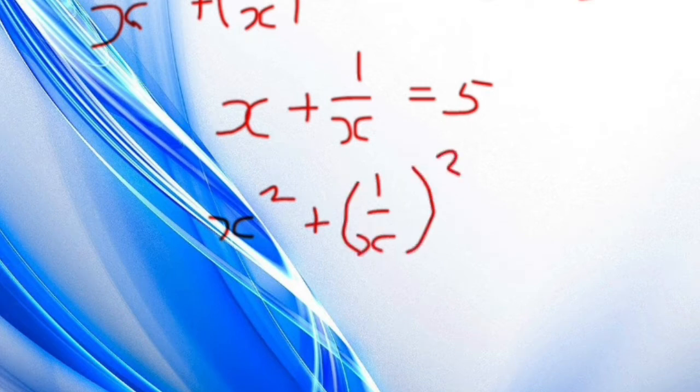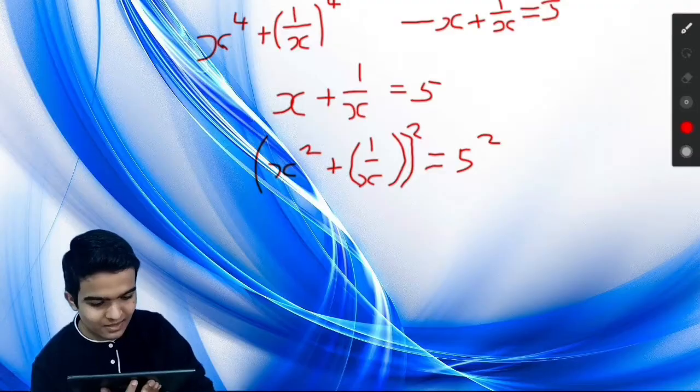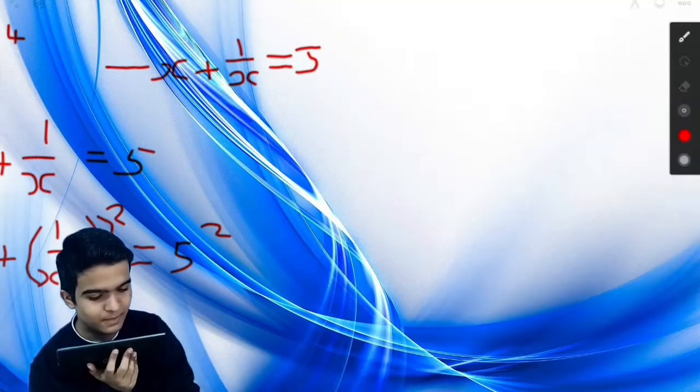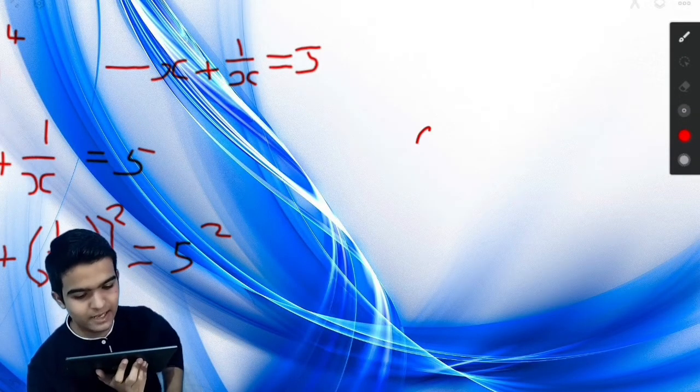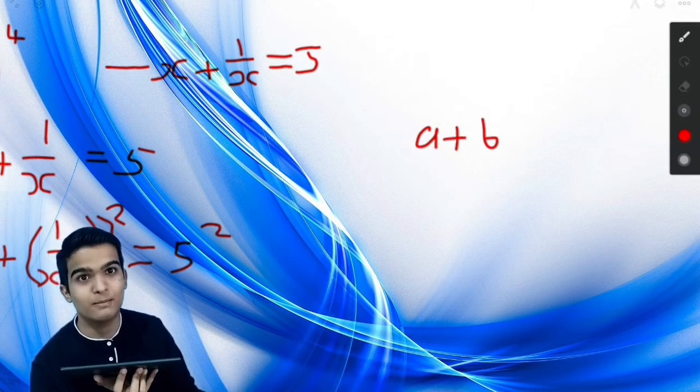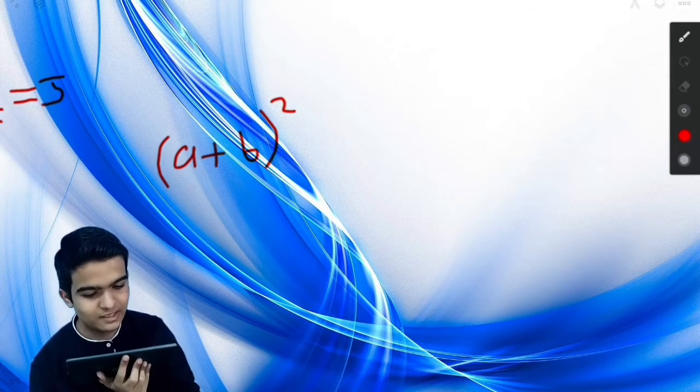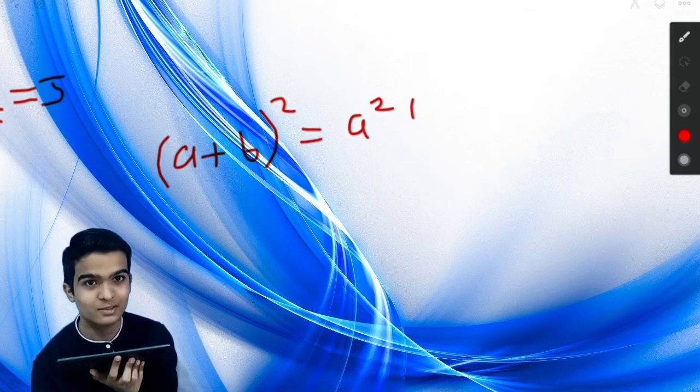First of all, we should square both sides. So it's x square plus 1 upon x square is equal to 5 square. Just square everywhere. If you know the algebraic expression, (a plus b) square is equal to a square plus 2ab plus b square, we should just use that in this question.